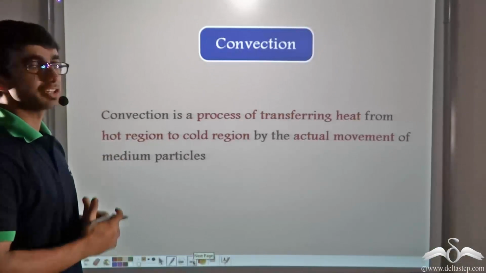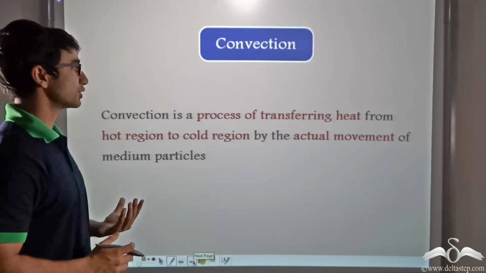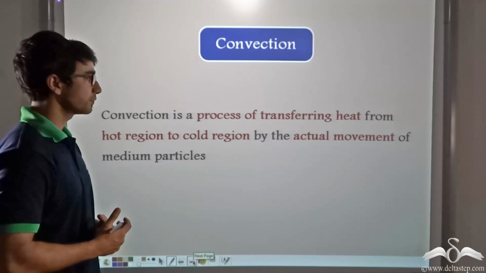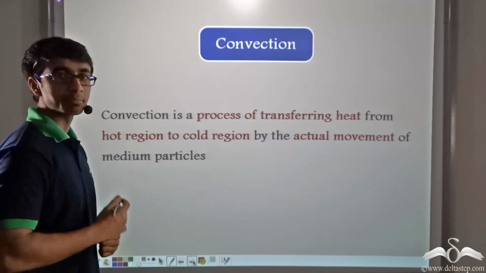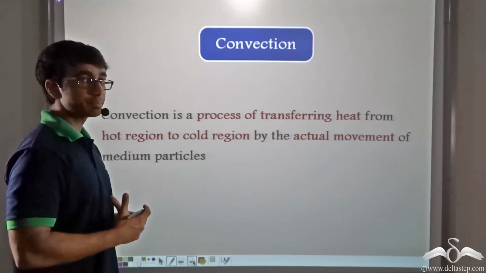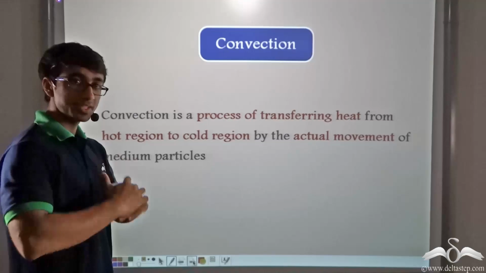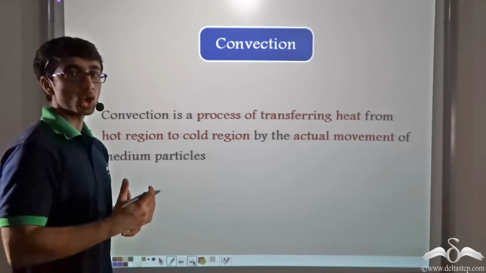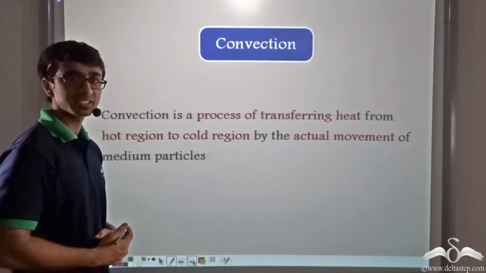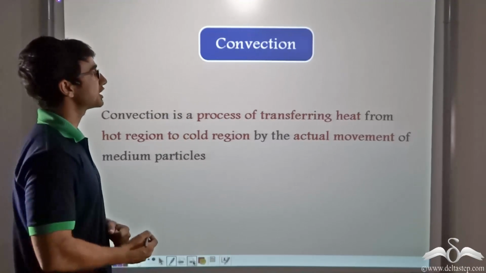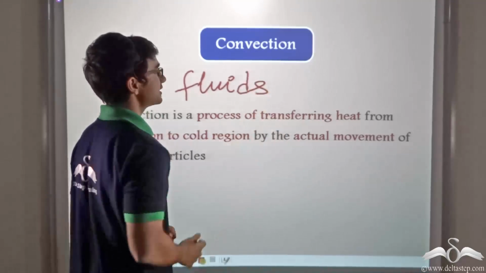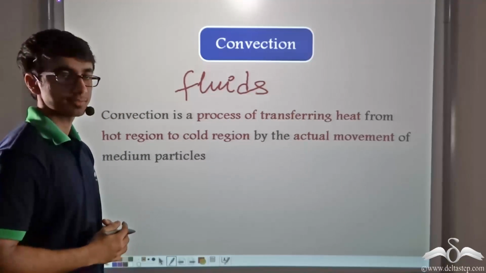So how can we define convection? Convection is the process of transferring heat from the hot region to the cold region by the actual movement of medium particles. As you saw in the previous case of water, the medium particles actually had to move from the hot region to the cold region in order for the entire medium to get heated up. So as I mentioned previously, this form of heat transfer takes place only in fluids, that is liquids and gases.